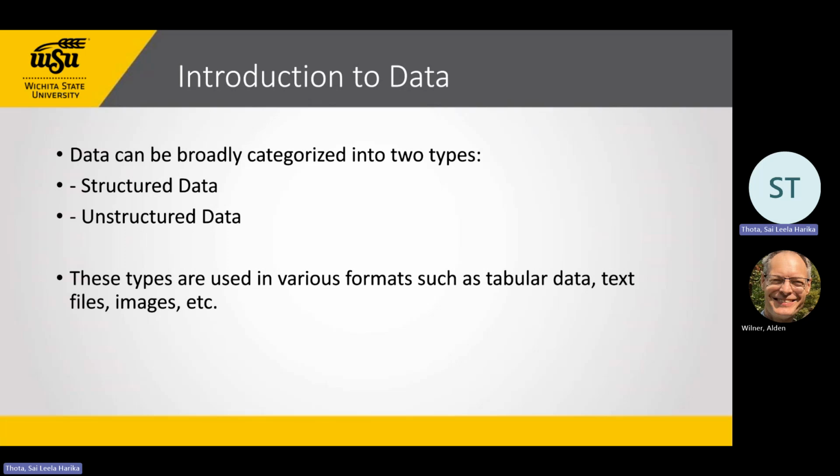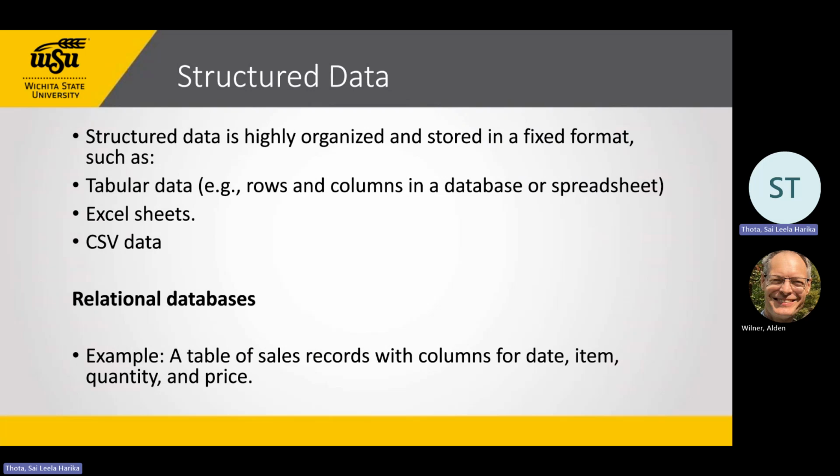So what do you mean by structured data? What is an example of structured data in simple terms? Yes, a table. Anything that is organized comes under structured data. Structured data is highly organized and stored in a fixed format, like tables. In databases, we observe many tables, so it comes under structured data. Excel sheets are structured data. Anything arranged in rows and columns comes under structured data. CSV is structured data.